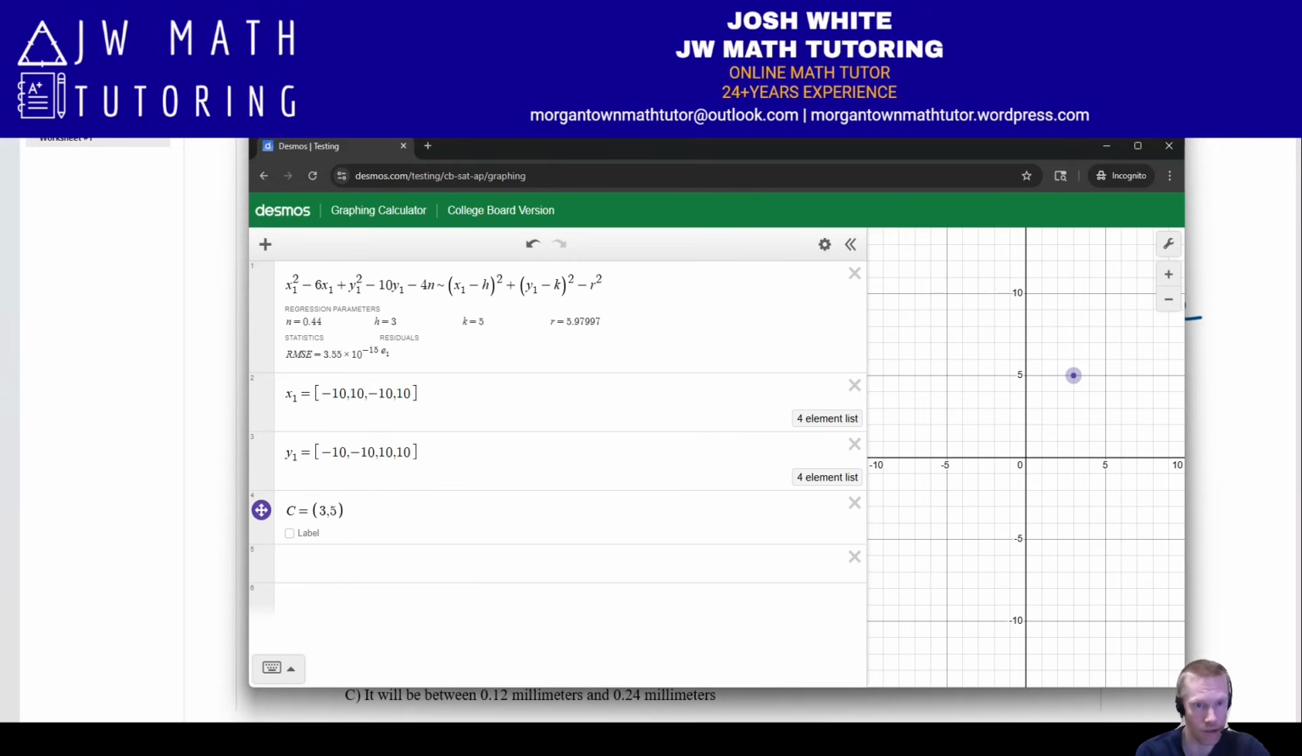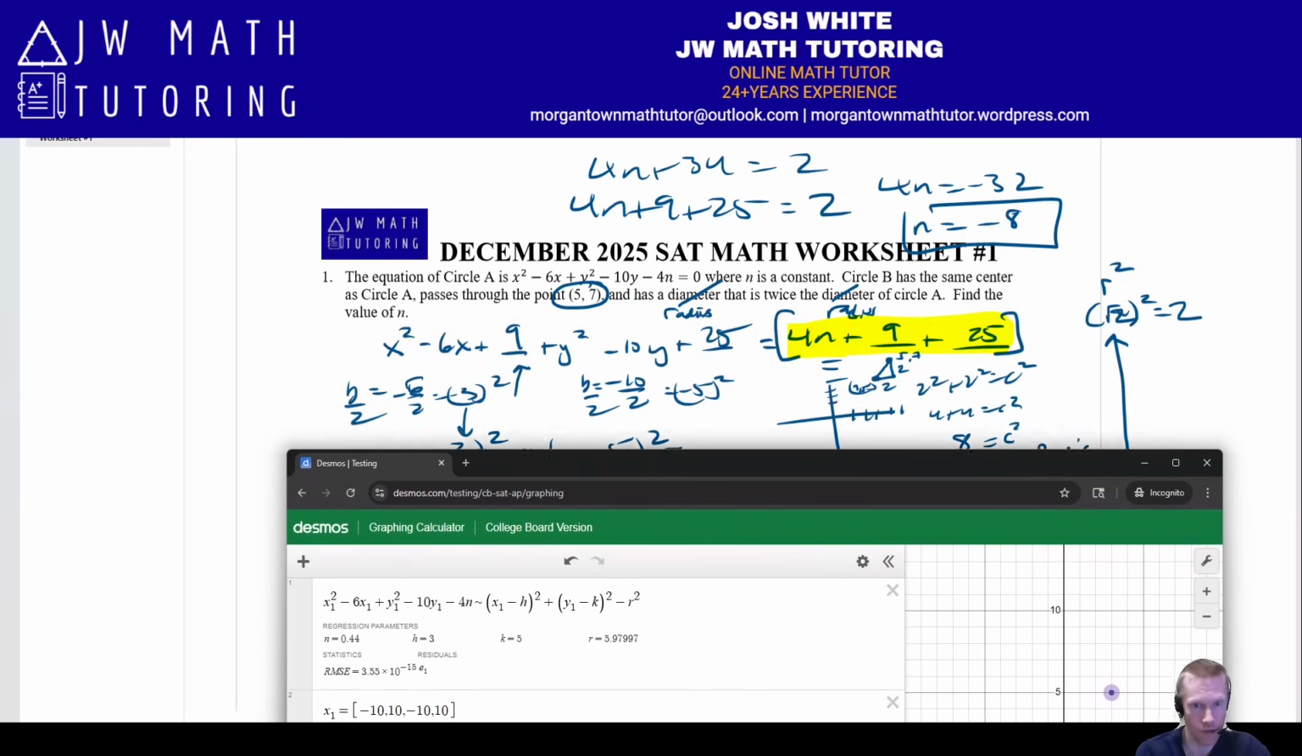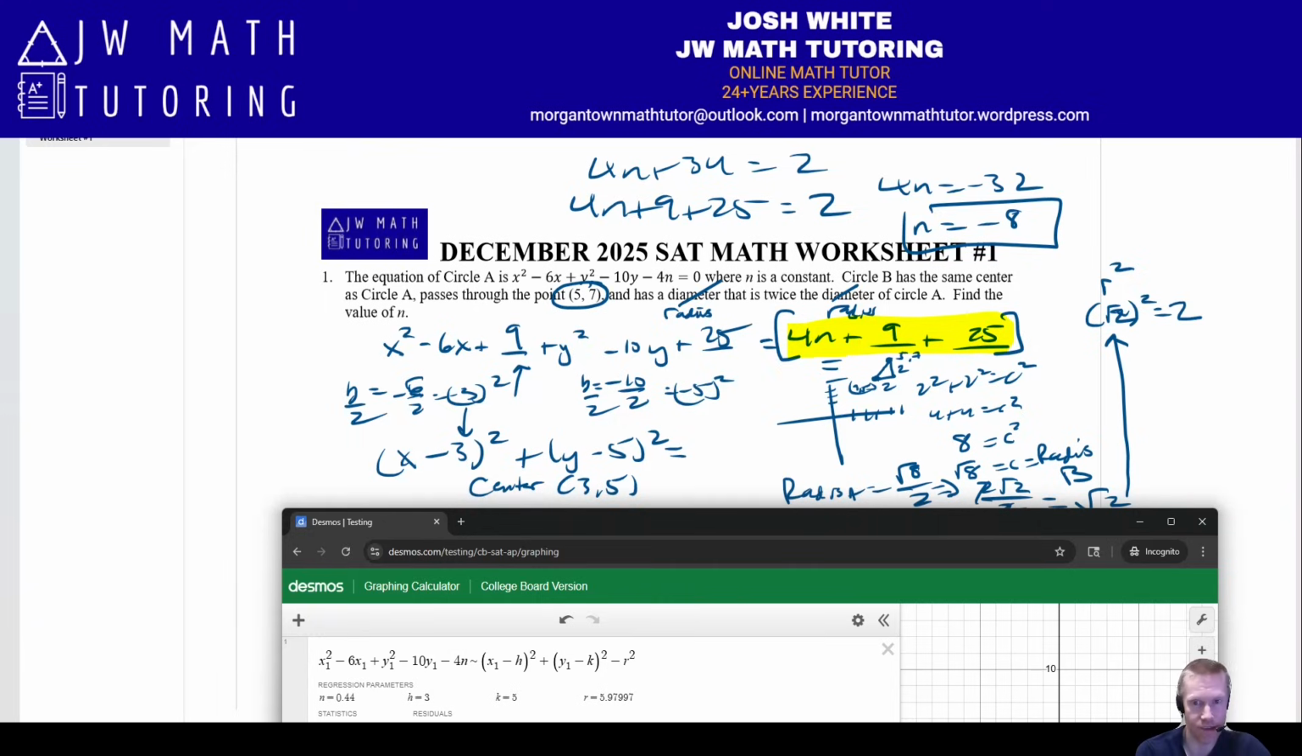All right, so now let's get rid of that and go back to the problem. So next step, we got the center. That was step 1. Step 2, we needed to find the distance between the center and the point that's on circle B.